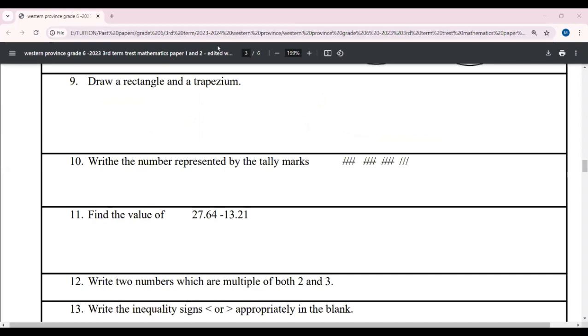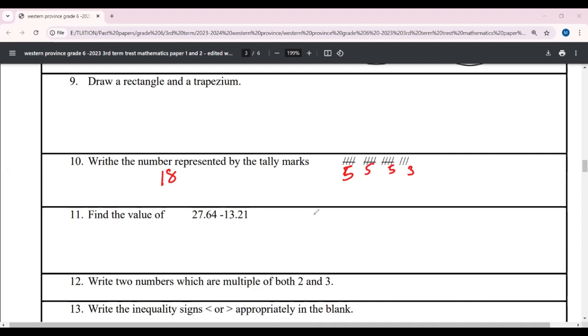10th question: write the number represented by the tally marks. This is 5, this is 5, and this is 3, so this is going to be 13. Find the value.